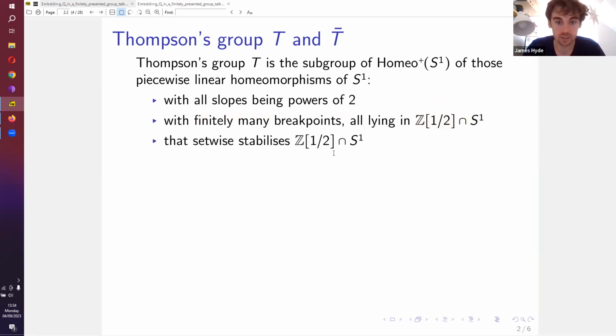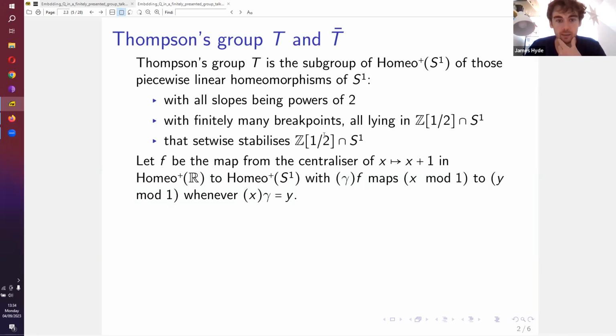And we want to setwise stabilize the dyadic rationals intersect the circle. This exists to avoid irrational rotations. It's common even for experts to forget this condition, but it's necessary. I include myself as someone who's forgotten this condition in a talk. But you don't want irrational rotations.